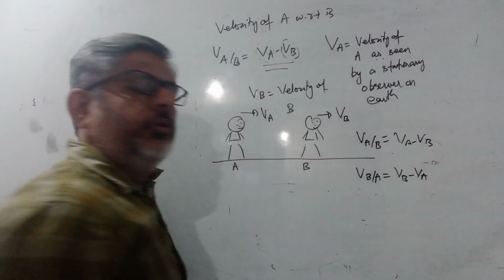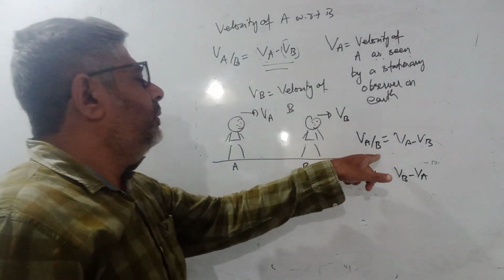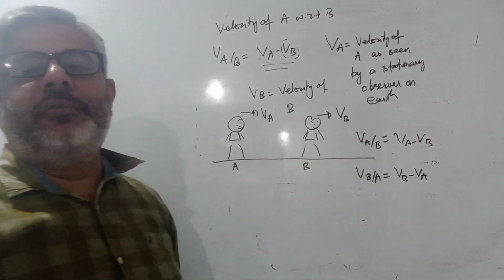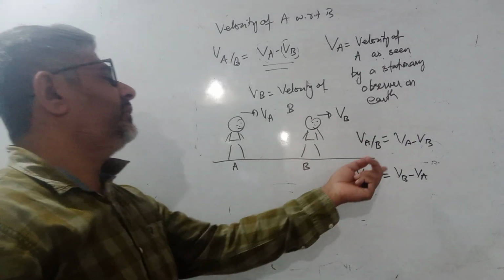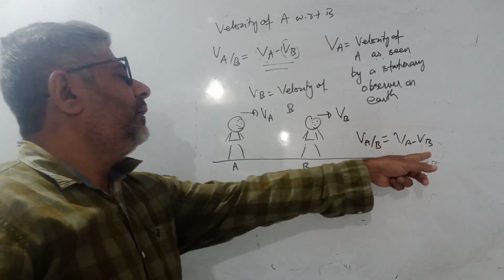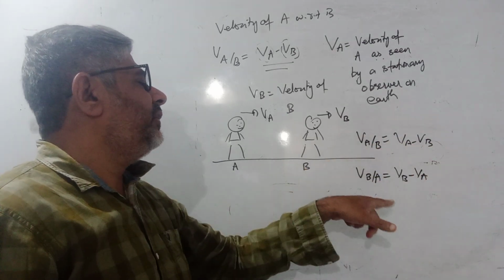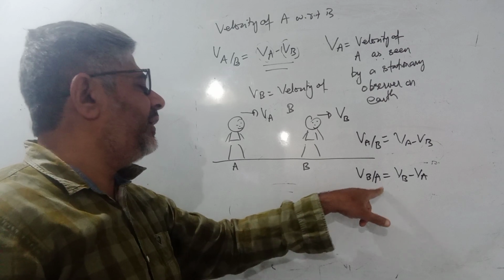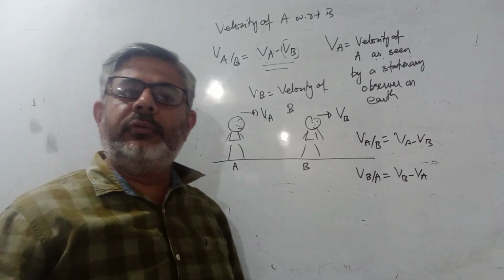So the easy tool to remember is: in whose respect we take, जिसके respect में हम लेते हैं, जैसे B के respect में लेते हैं, if we are taking with respect to B, then the velocity of B will be subtracted. If we are taking with respect to A, अगर A के respect में लेते हैं तो velocity of A is going to be subtracted.